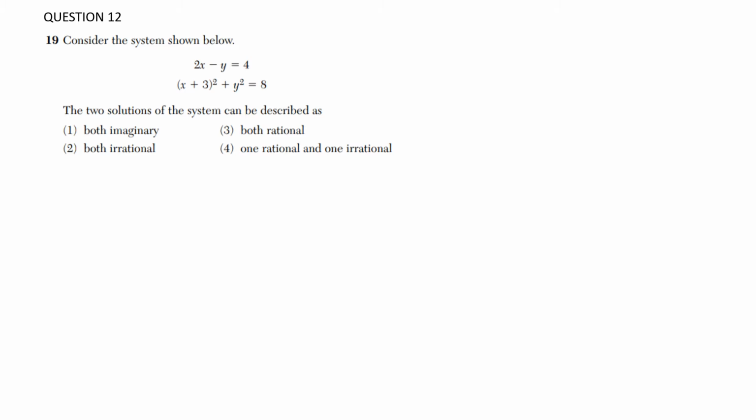So let's just rewrite this into y equals mx plus b type of form. So we have y equals 2x minus 4, just shifting some things around. And in this one we have y squared equals, and I'm going to move all this over, 8 minus quantity x plus 3 squared. Awesome. And then we can, of course, square root that as well.